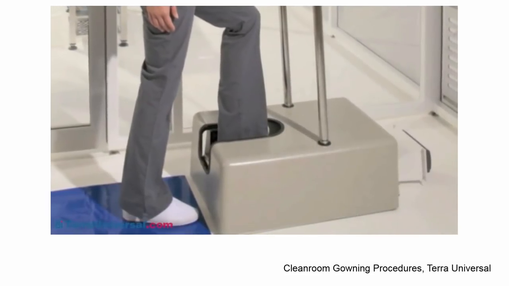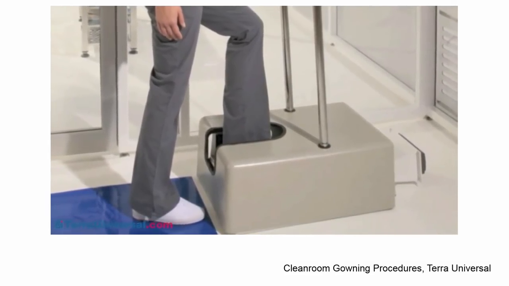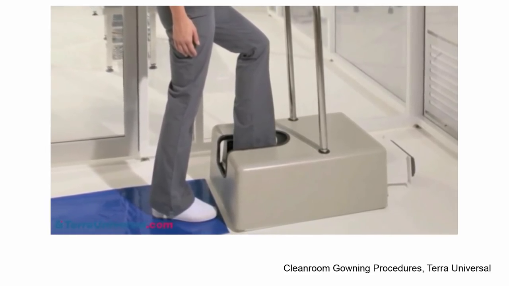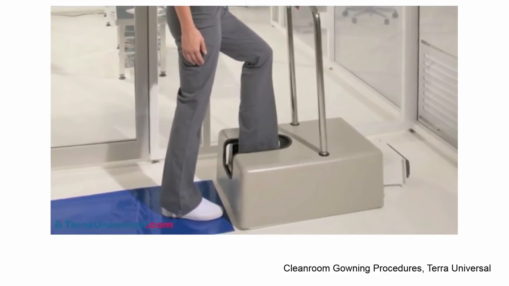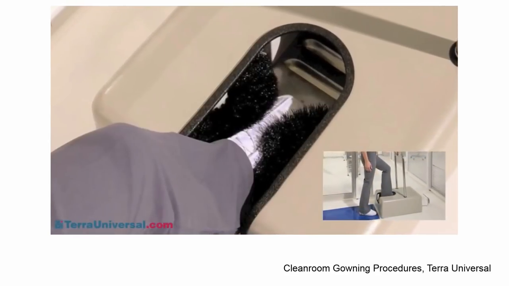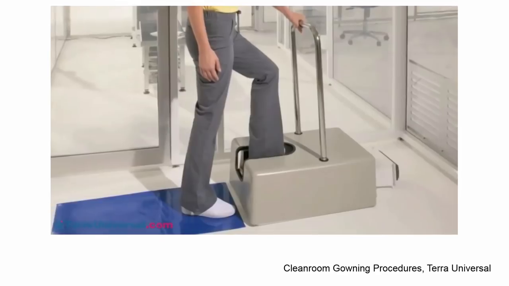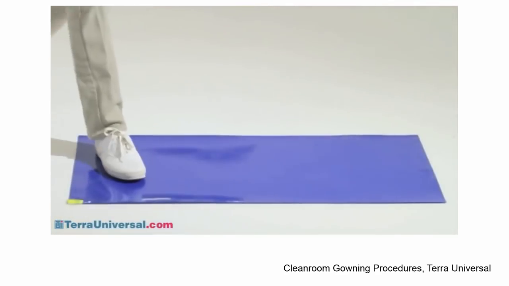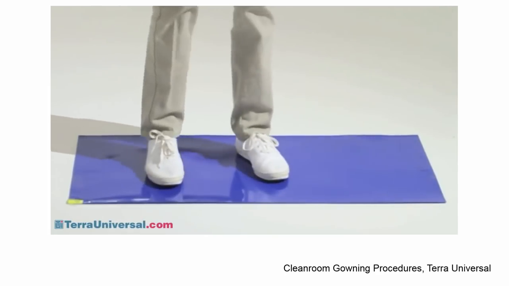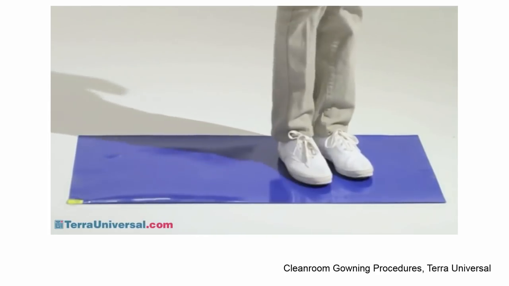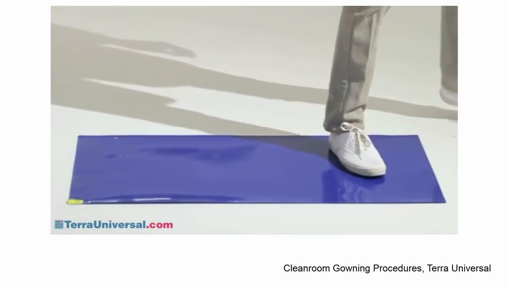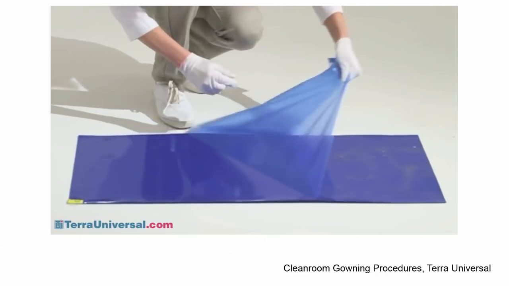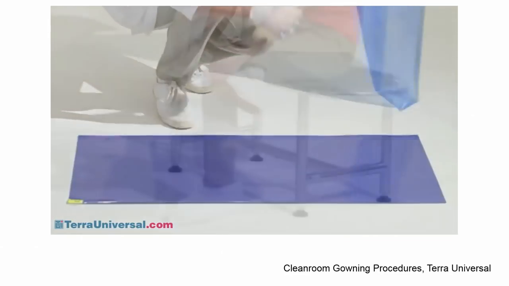The first step literally in the gowning procedure is to clean street shoes before you enter the gowning room. Terra's automated shoe cleaner includes a HEPA-filtered internal vacuum system and multiple rotating brushes to remove particles from deep inside shoe seams. You normally install this outside the gowning room. Adhesive mats positioned at the entrance to the gowning room remove particles from the shoe bottoms. Dirty layers peel off to expose a fresh surface.